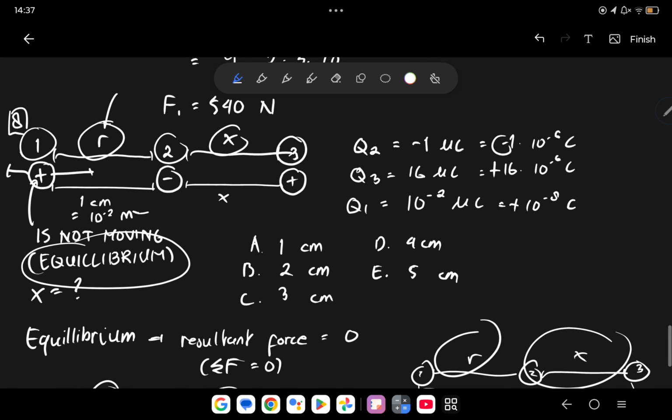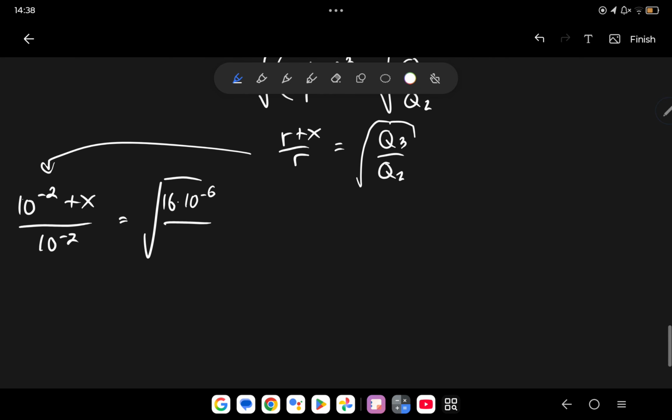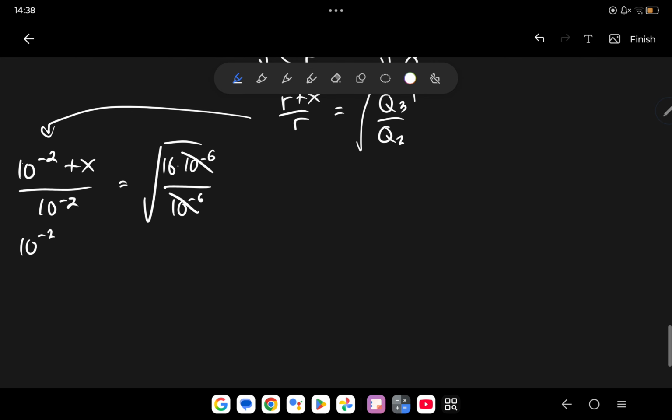Okay, I forgot to mention, in these force problems, we're going to take the absolute value of the charges. Basically, if you're putting the numbers into the equation, you do not want to bring the negative sign. Do not bring the negative sign. Just bring the number. So instead of putting in negative 10 to the power of negative 6, no, we'll just put in 10 to the power of negative 6.